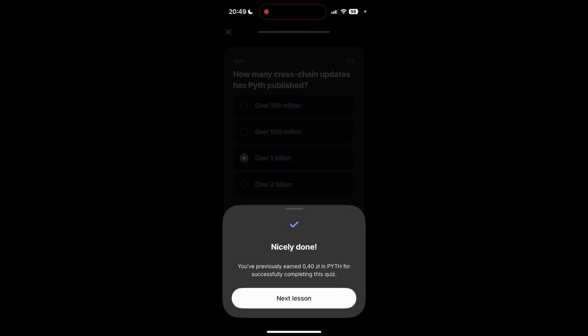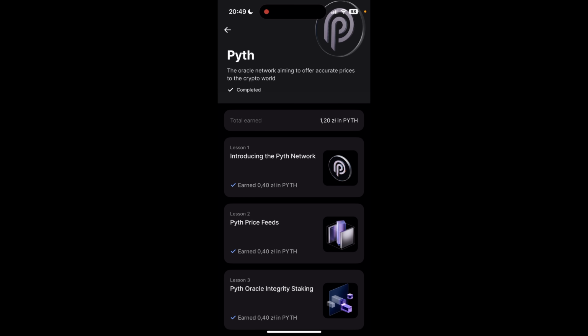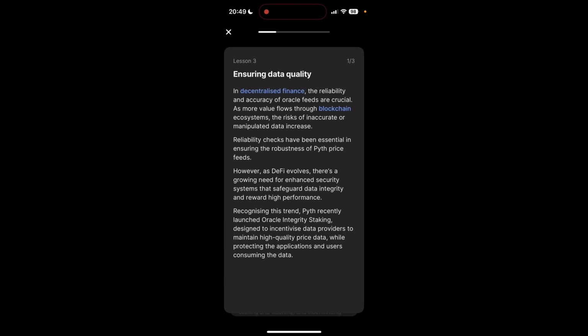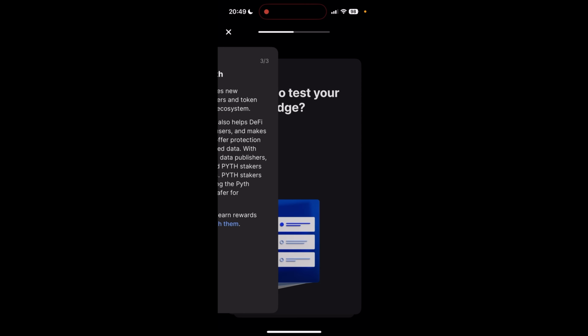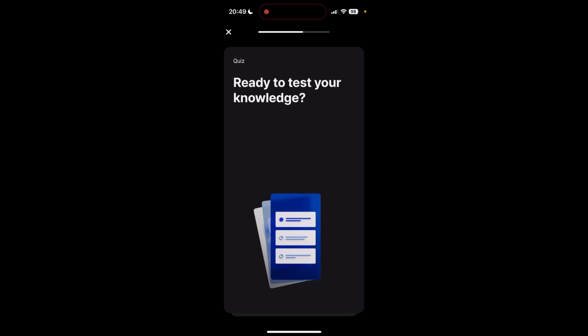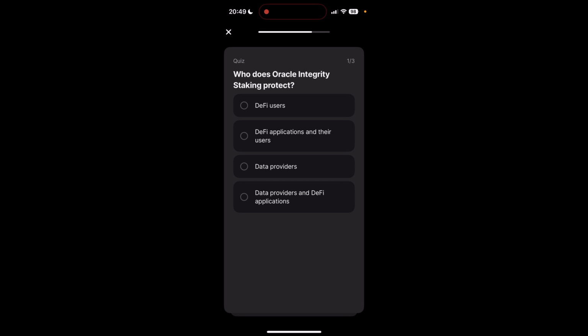Go to the last lesson, number 3. Read about this. If you're ready, we can start. Who does Oracle Integrity Staking protect? DeFi applications and their users.